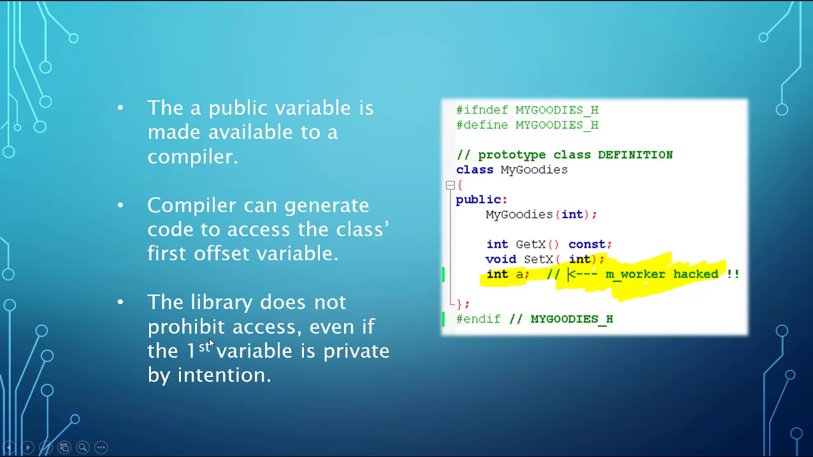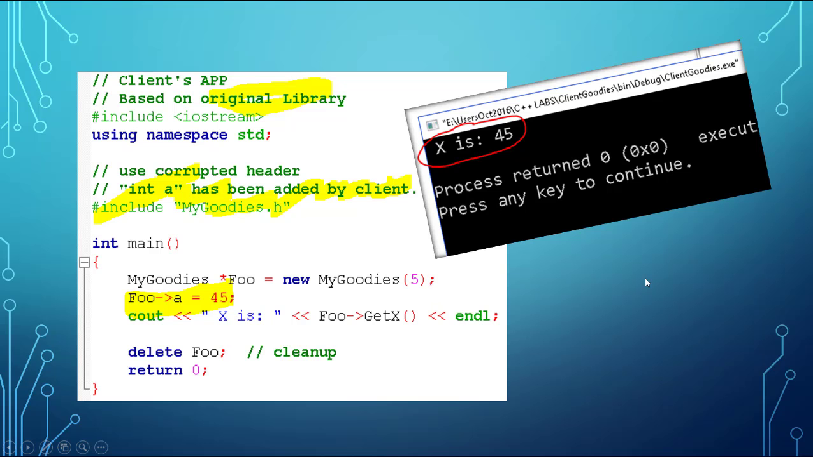The library does not and cannot prohibit access. Even though the intent was that this was mWorker and it was private, here we are. I ran the program with this, and notice I said foo directly accesses A. I directly went to A, and voila, it changed it. Notice that. This is private, yet I got in there. Yes, I got in after the fact.